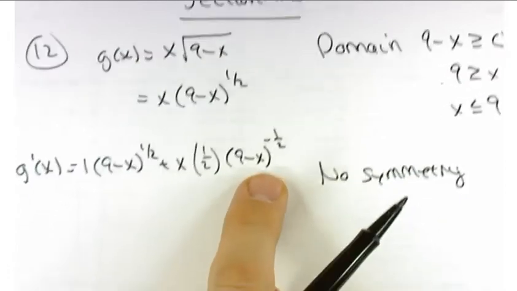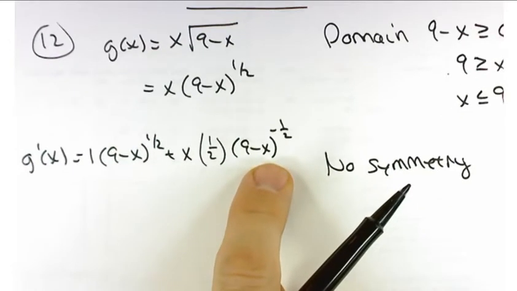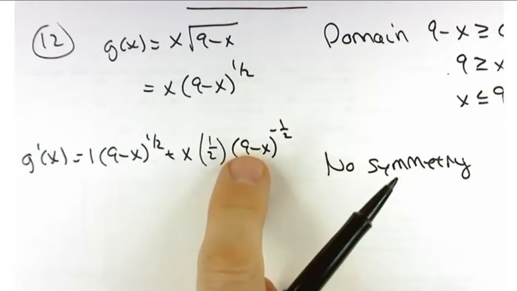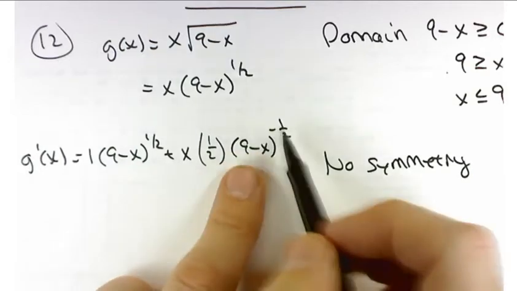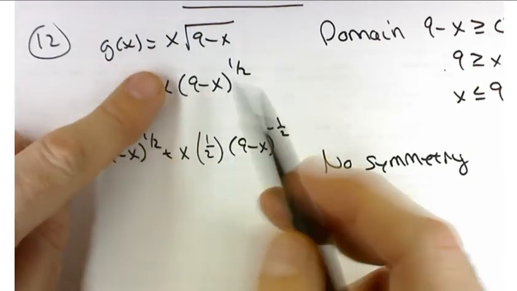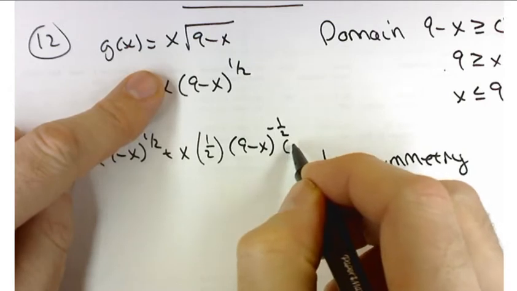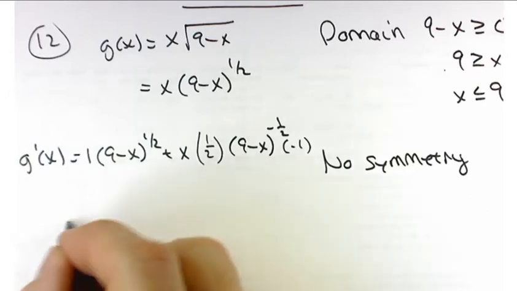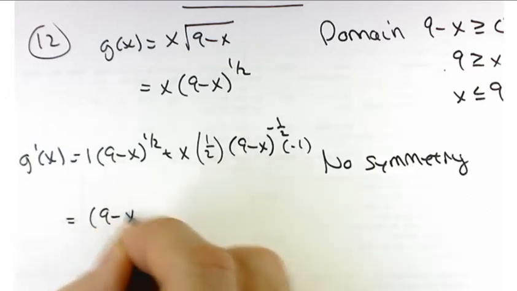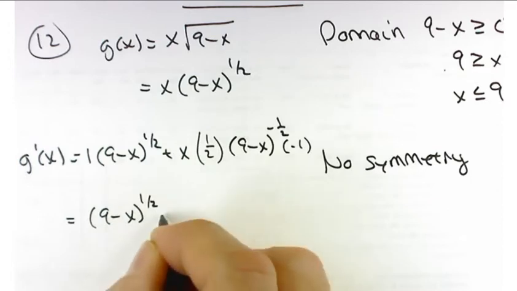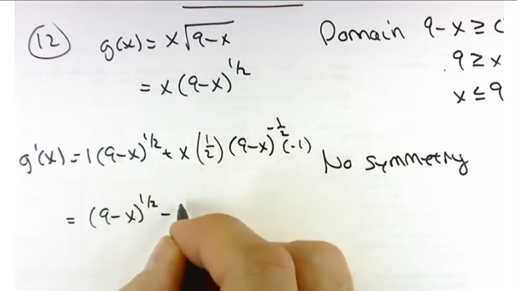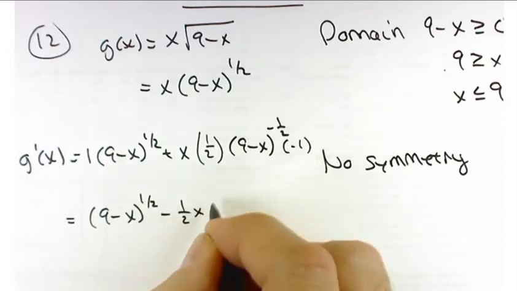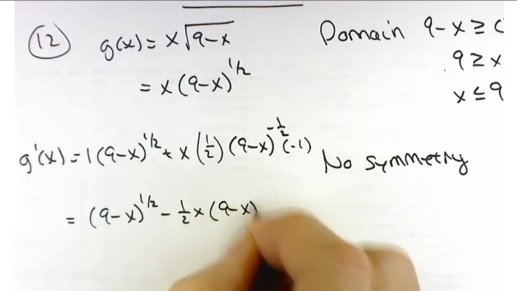But I'm not quite done. What else do I need here that's part of the derivative of this term? Got the derivative of the outside times the derivative of the inside. Thank you. And the derivative of the inside is negative 1 there. So we'll clean this up a little bit. It's (9 minus x) to the 1/2 minus 1/2 x times (9 minus x) to the negative 1/2.